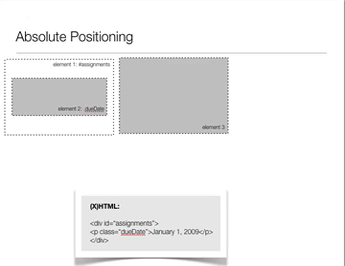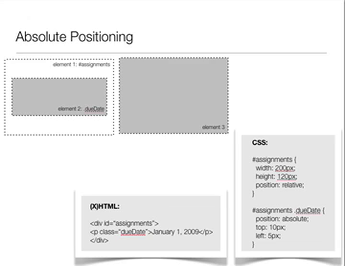You can see in this example that in the XHTML we have a div with an ID called assignments, and that within that div we have a paragraph with the class of DueDate. In the CSS, we have set the position for the assignments div to relative, and we have set the DueDate class to have an absolute position.